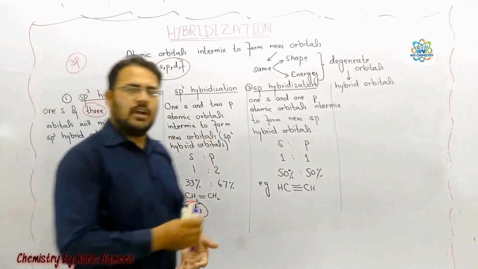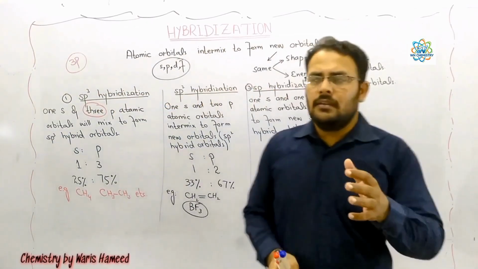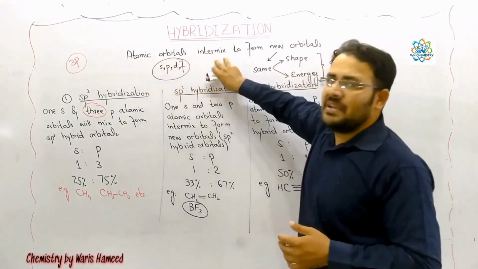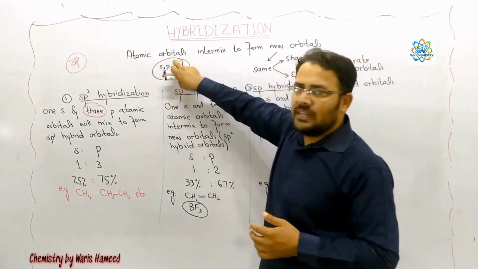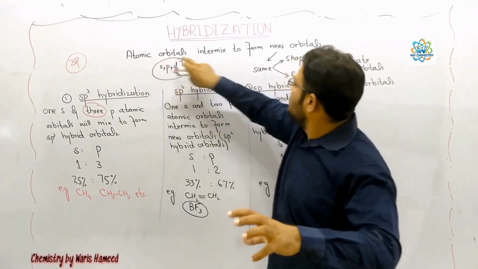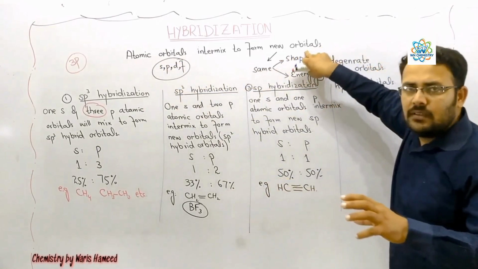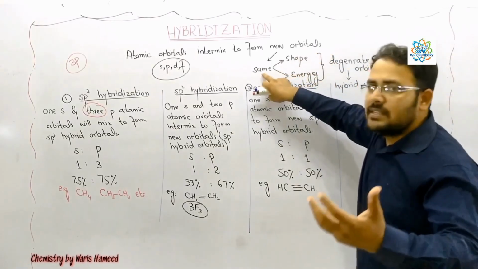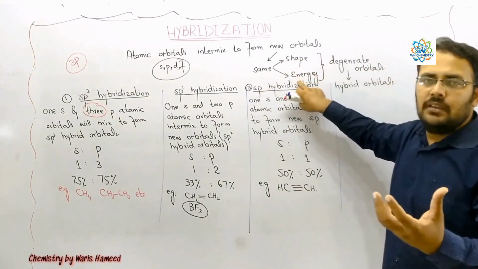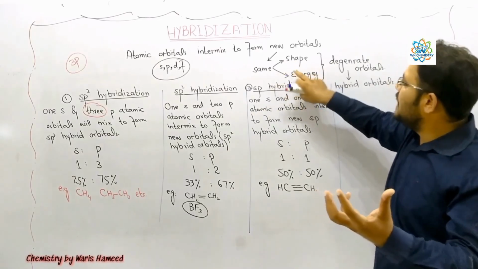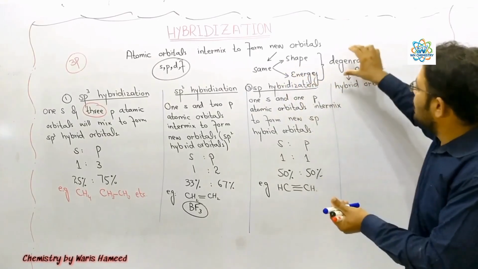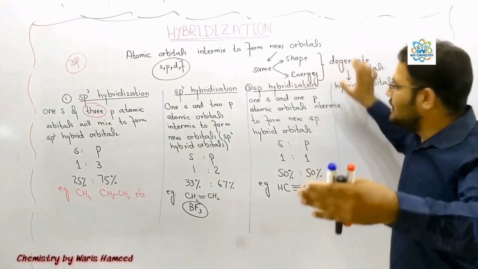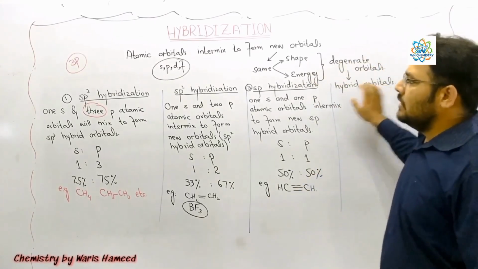We have studied hybridization and I am going to repeat it: intermixing of atomic orbitals to form new orbitals, and those orbitals have the same shape and energy. If orbitals have the same shape and energy, they are known as degenerate orbitals. We also call them hybrid orbitals.